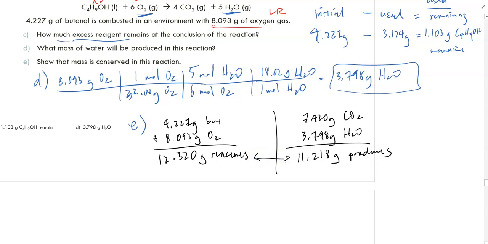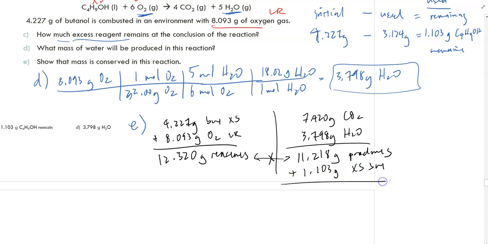Don't forget, this is a limiting reagent problem, because we know that all of this is used up, and only some of the butanol is used up. So to keep track of it, this is not really the appropriate addition. What's left over in the end is also remaining: 1.103 grams of excess butanol.